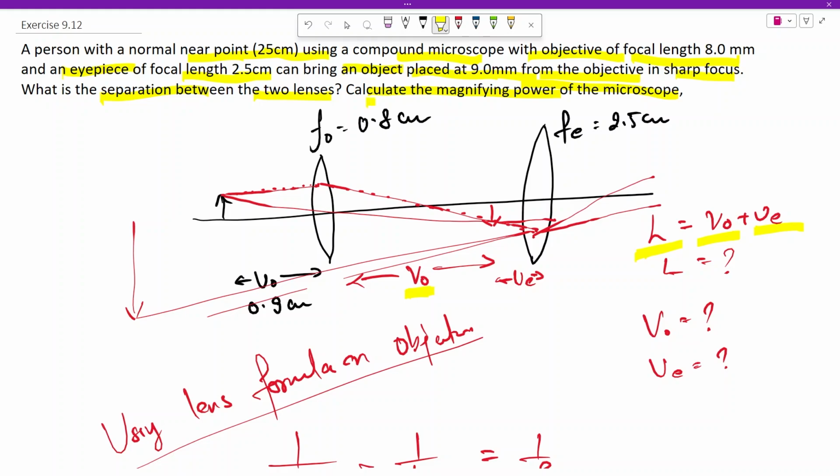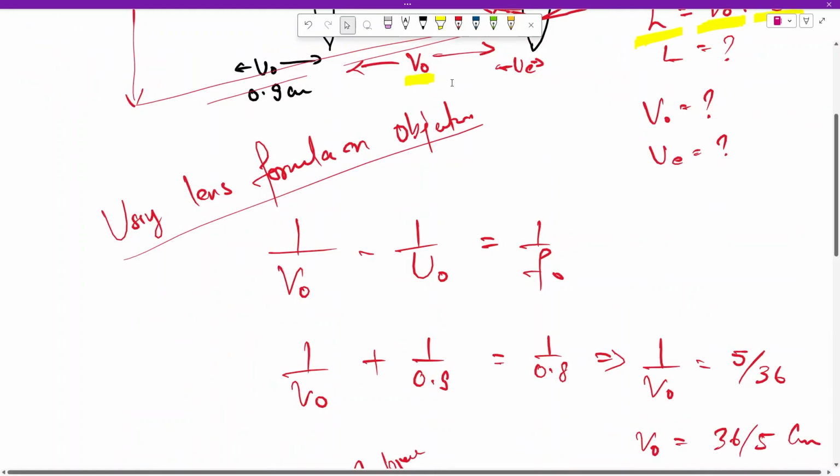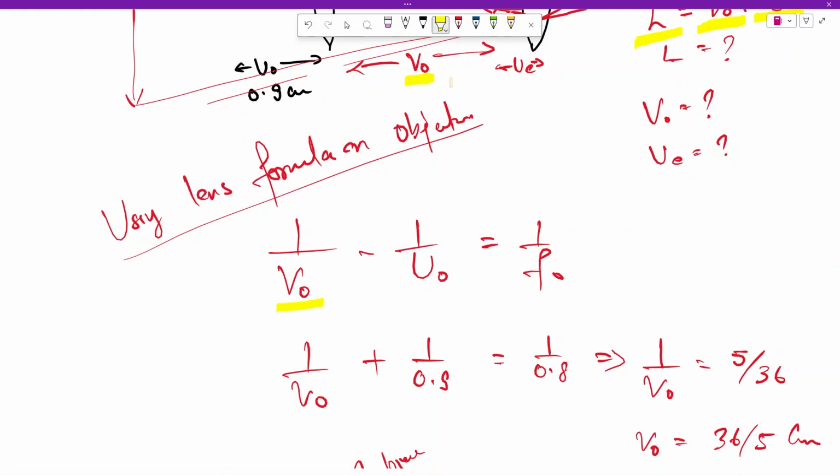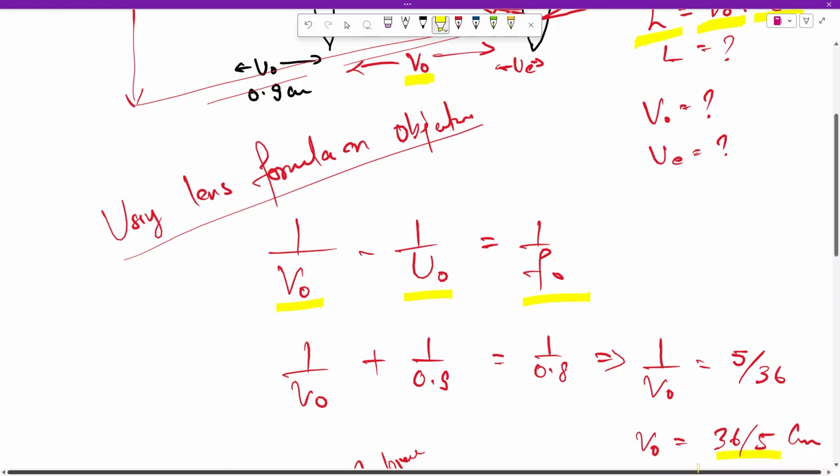Now we have to also calculate the magnifying power of the microscope. So in order to find out v0 and ue, we will use the lens equation. Using the lens equation on the objective, we know that 1 by v0 minus 1 by u0 is equal to 1 by the focal length of the objective. Now using the given value for u0, that is 9 millimeter, we will use it as minus 1 by 0.9. So we will get v0 as 36.5 centimeter.